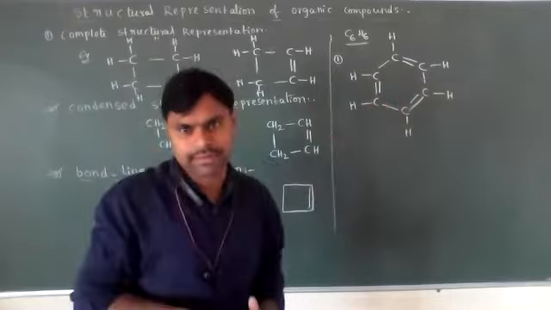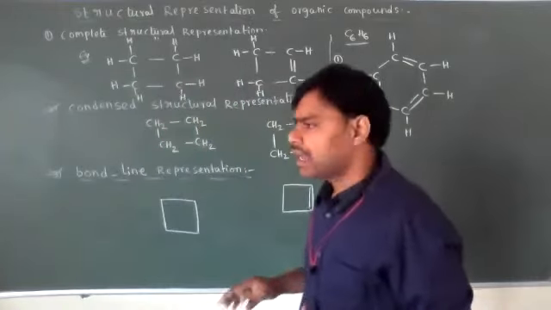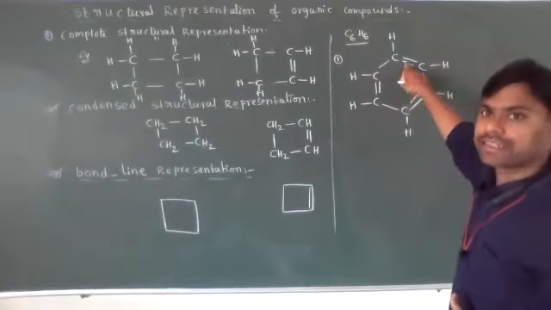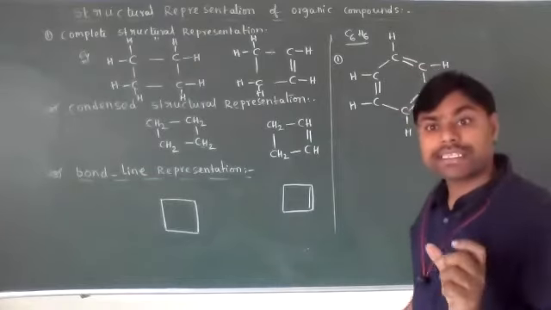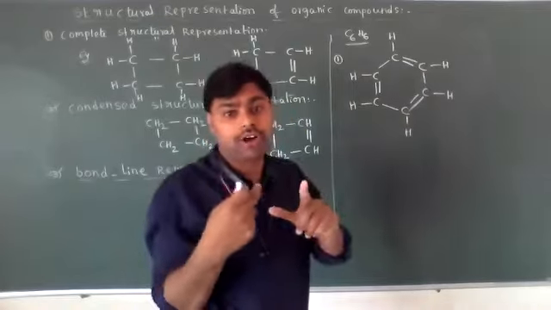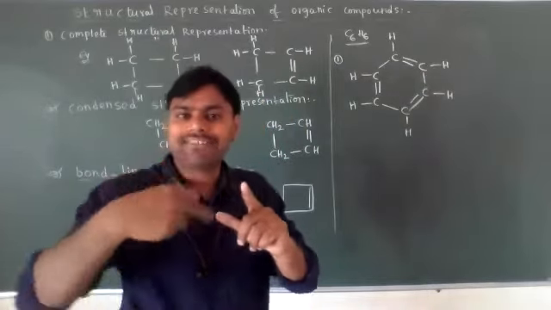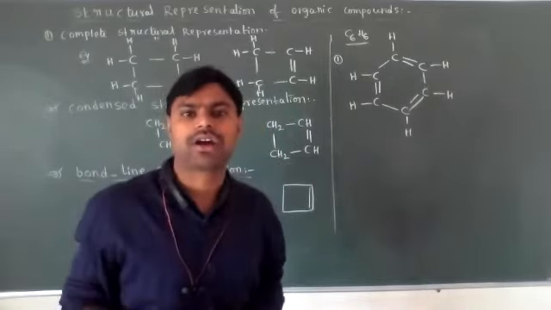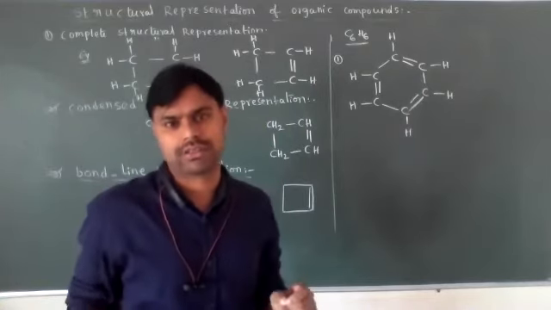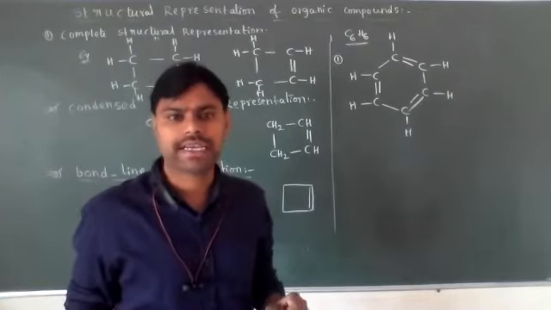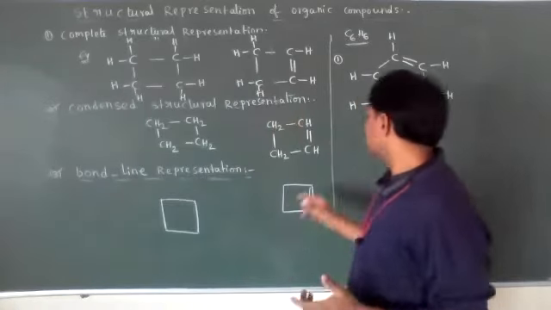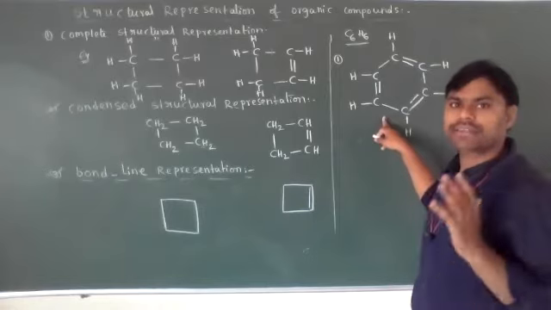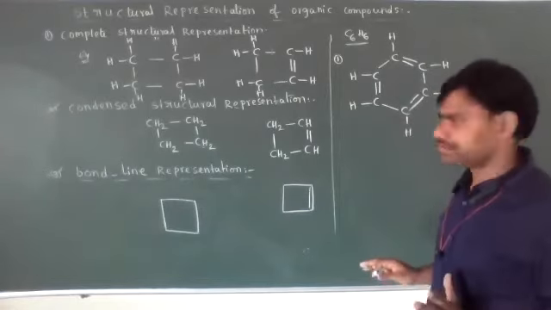6 carbon atoms are arranged in a cyclic manner and double bonds are alternatively present: double bond, single bond, double bond, single bond, double bond, single bond. When the double bonds are alternatively present, they are called conjugated double bonds. Conjugation and everything we will discuss later, don't worry. Just think about drawing the structures of organic compounds, that's enough.